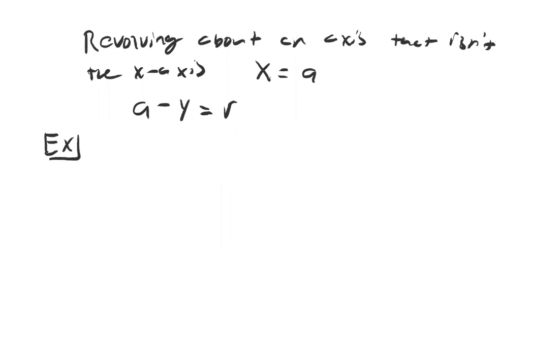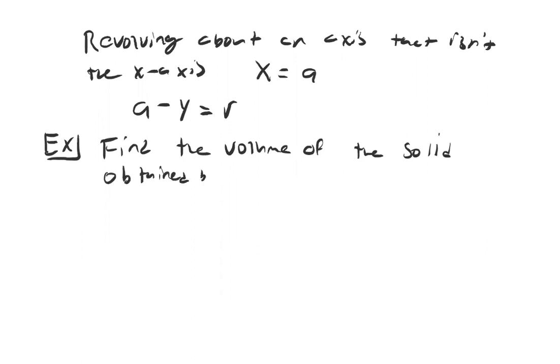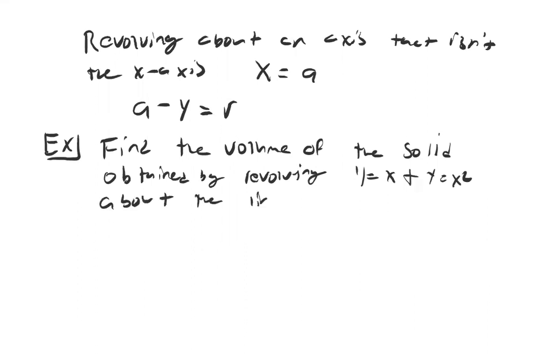So find, we're going to beat this one to death, the volume of the solid obtained by revolving y is equal to x and y is equal to x squared about the line x equals -1.